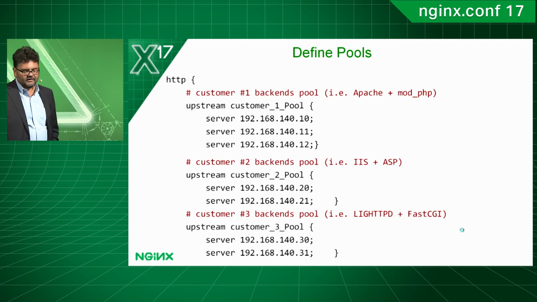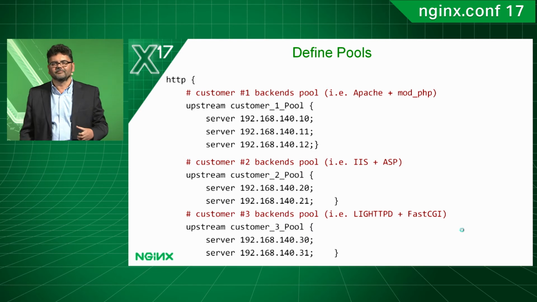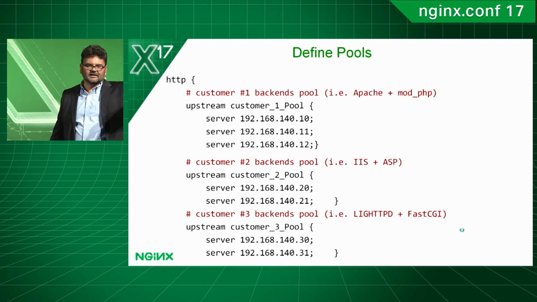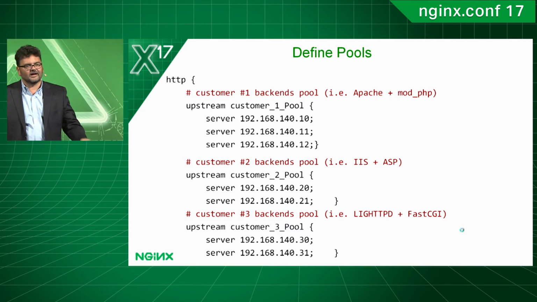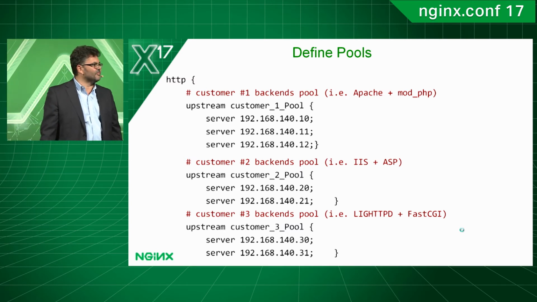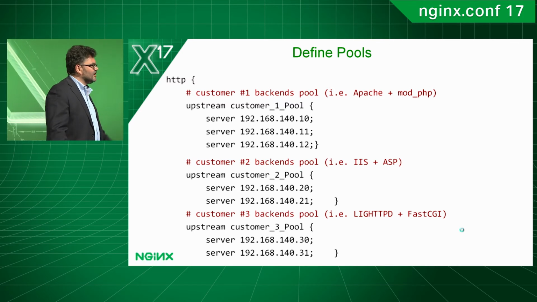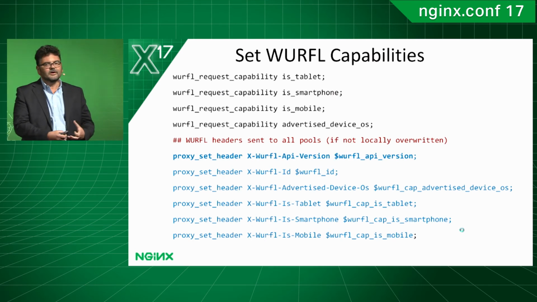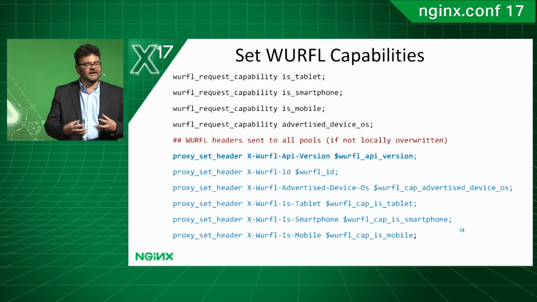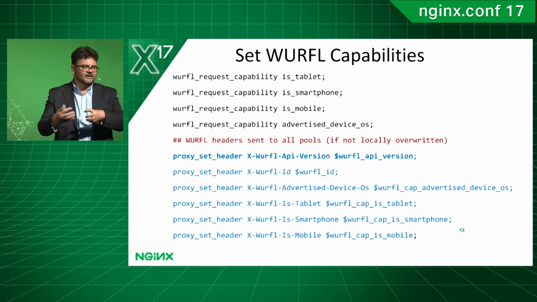So we created a scenario here where a large organization has a lot of departments, and each department has selected their own platform for their web needs. A department has Apache plus PHP, another department still uses Microsoft IIS with Active Server Pages, and yet another department has lighttpd with FastCGI. And so what we do here is, thanks to the WURFL module, we can create new headers and piggyback those headers to each and every HTTP request that goes through NGINX.